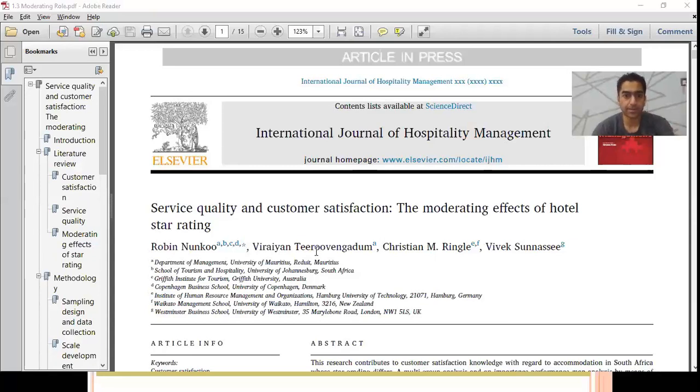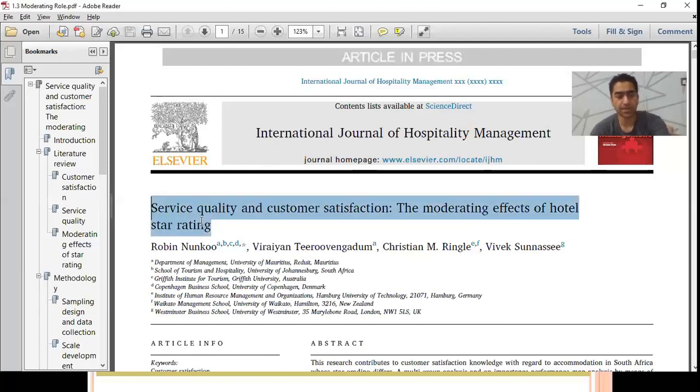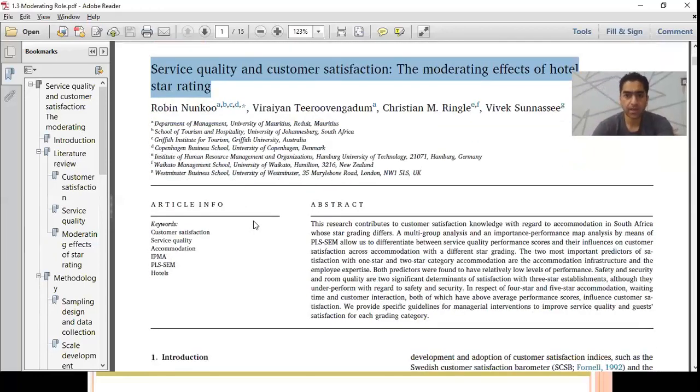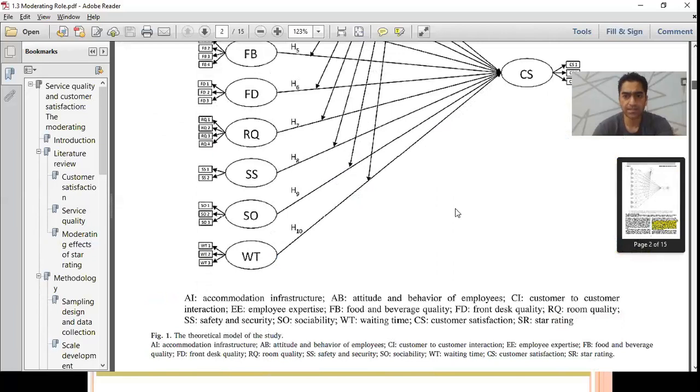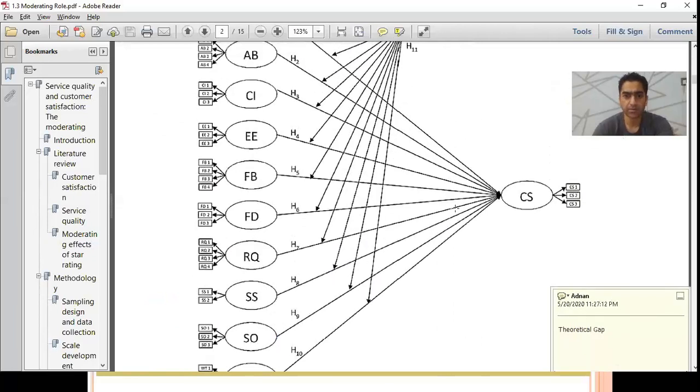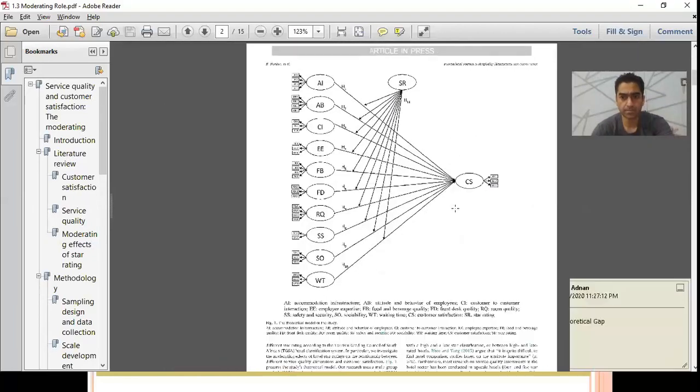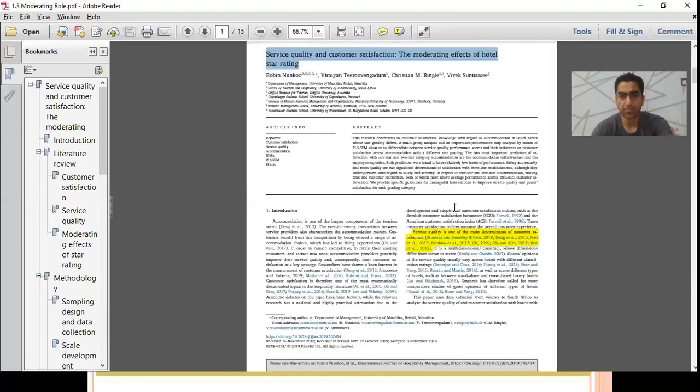So students, here I got a paper for you. The paper is published in the International Journal of Hospitality Management. The topic is service quality and customer satisfaction, the moderating effects of hotel star rating. Now, if I move towards the model, the topic is so simple that you can easily figure out the model of the study.